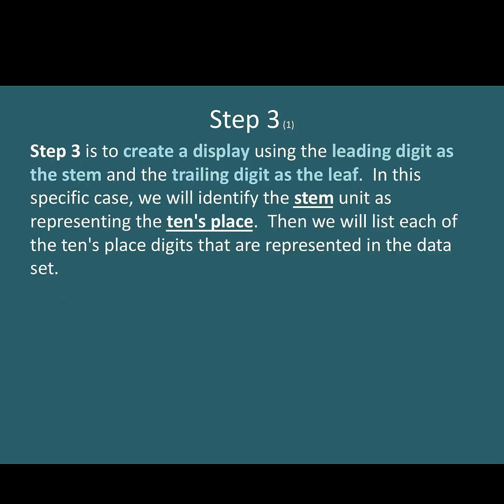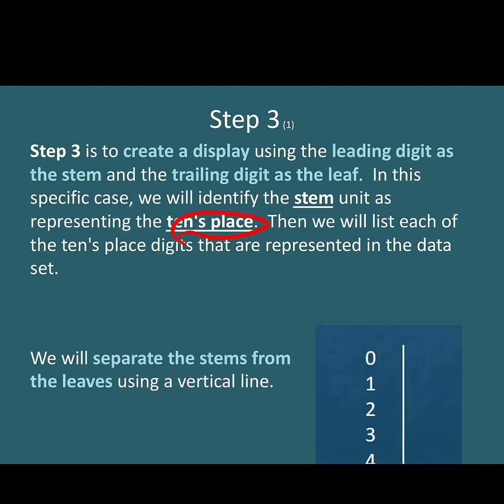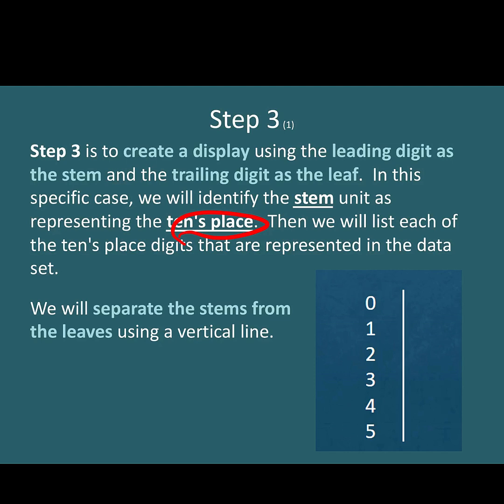Step 3, we are to create a display using the leading digit as the stem and the trailing digit as the leaf. In this specific case, we will identify the stem unit as representing the tens place. Then, we will list each of the tens place digits that are represented in the dataset. Specifically, we will separate the stems from the leaves using a vertical line. In this case, we have a stem unit equaling 10 because all numbers are in the tens place. The 2, though, has a tens place of 0.